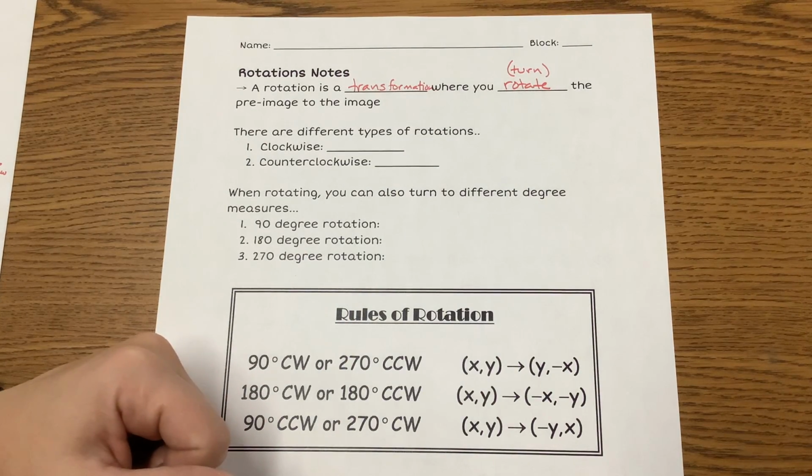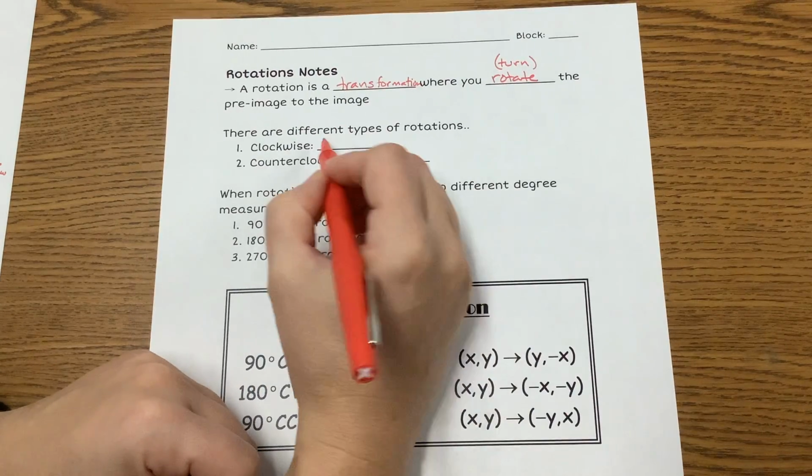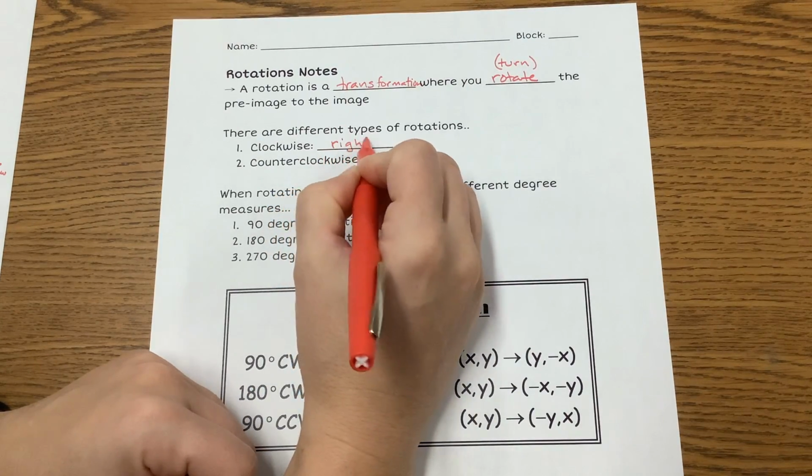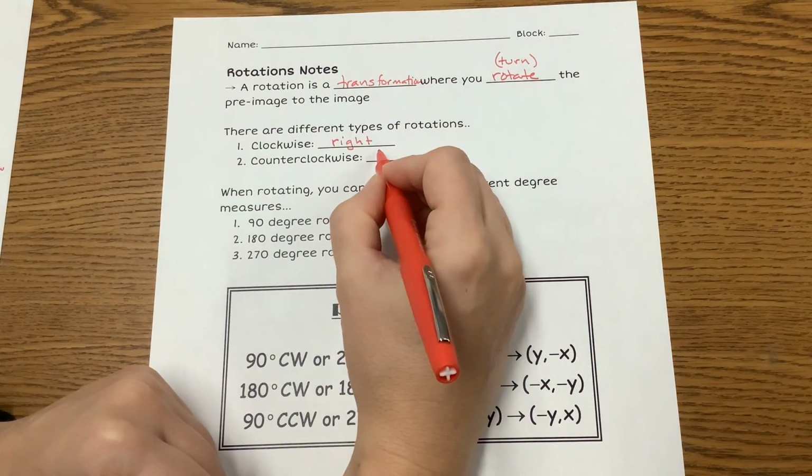Okay, there are different types of rotations. Clockwise is going to be to the right, and counterclockwise is going to be what direction?